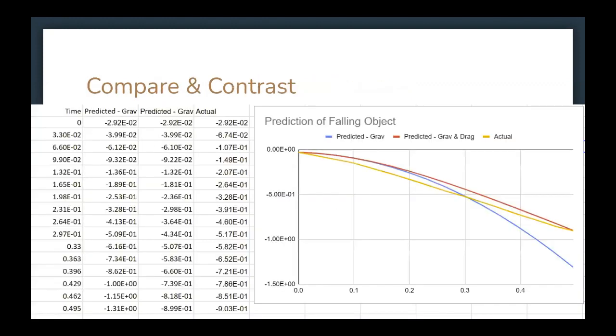All right, moving forward. So compare and contrast. When we graph all these out, we can see that our prediction that we just used plainly gravity for is quite off from what it actually turns out to be. And this shows that the only force that is affecting this object is not just gravity. It's got to be some other force. So when we put in the predicted for gravity and drag, it turns out that it's pretty close to what we actually found. And that shows that there's probably two forces acting on this object, both gravity and drag.